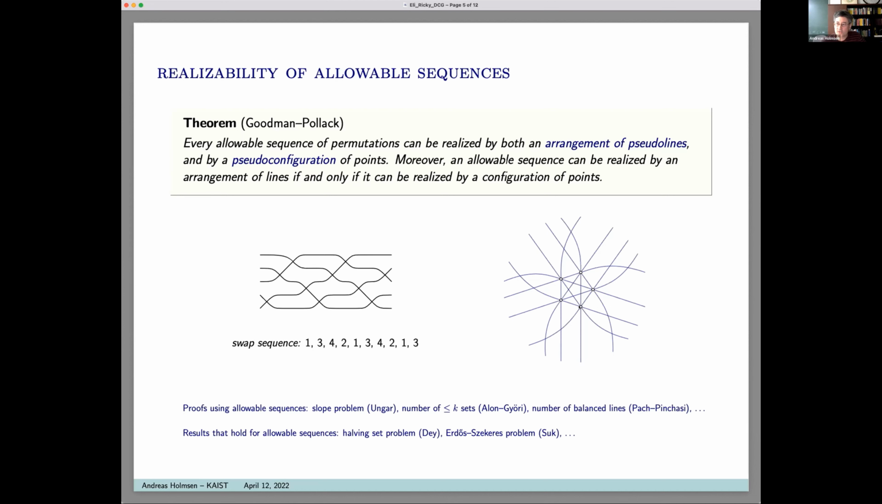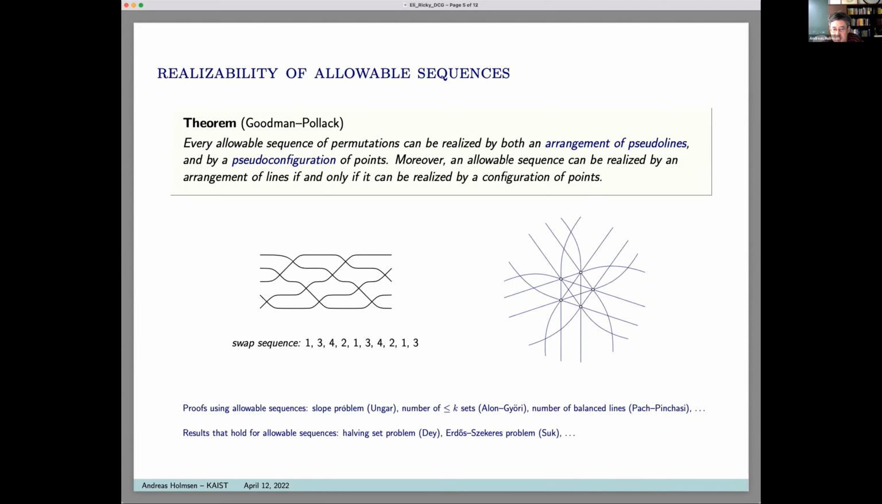And so they introduced these allowable sequences. Their goal was to solve combinatorial problems about point configurations, right? It turns out they studied a lot of the properties and promoted these allowable sequences, and a number of problems were solved using this combinatorial model.